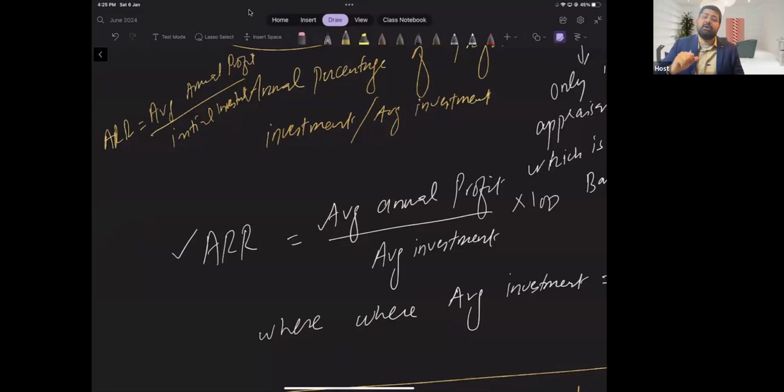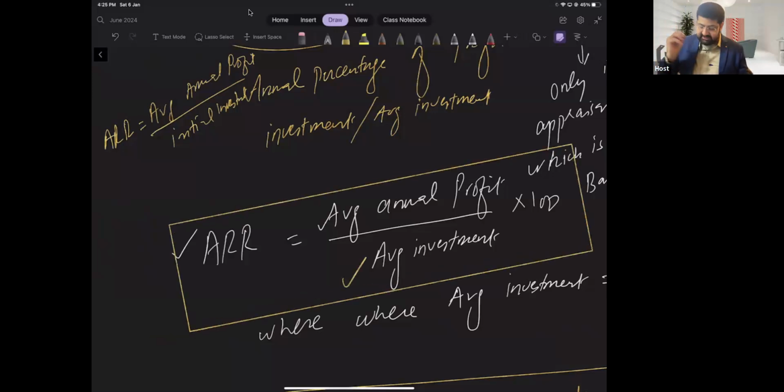Yes, I can repeat. If the question is specifically telling you to use initial investment in the ARR formula or ROS formula, then you have to use initial investment. Otherwise, in all other cases, you will be using which formula? This, average investment. If the examiner is specifically asking to use initial investment, then you will use it. Is that clear? Otherwise, you will use the average investment formula in the denominator.